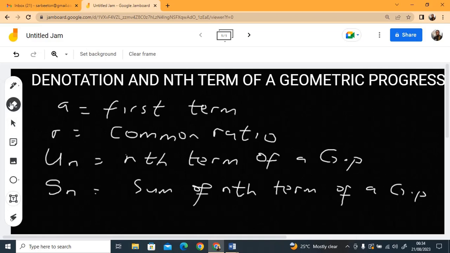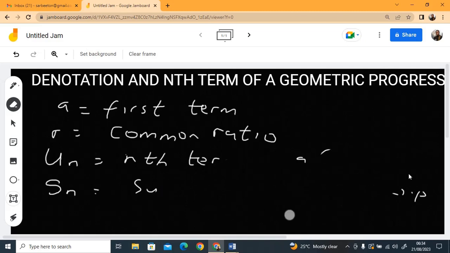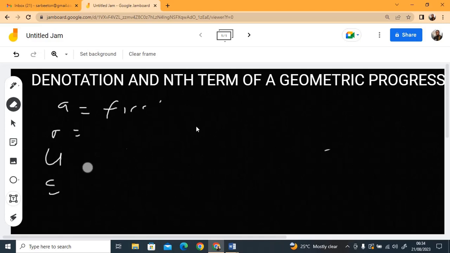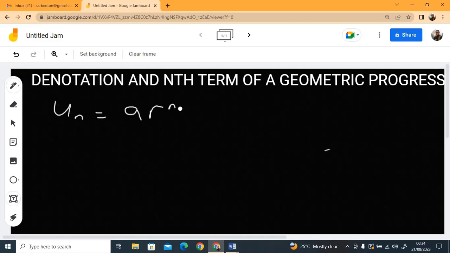Now, what is the formula for the nth term of a geometric progression? Let me clean this, so I'll just write the formula for you. So you just follow along. The formula is very simple. You just apply the rules there, then you are good to go. The formula for the nth term of a geometric progression or exponential sequence is A R raised to n minus 1. So this n is the number of the term you are asked to find.